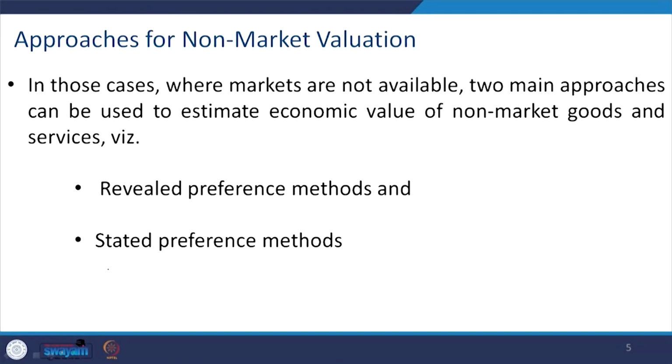So, what are these two approaches, so that we can estimate the economic value of the non-market goods and services? The first approach is known as the revealed preference methods, and the second one is known as the stated preference methods. These are the standard measuring approaches for estimating the non-market valuations. So, now let us understand this first approach, that is revealed preference methods.